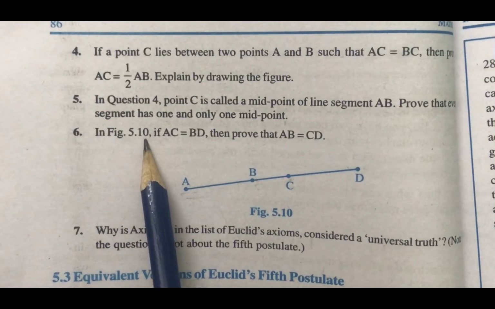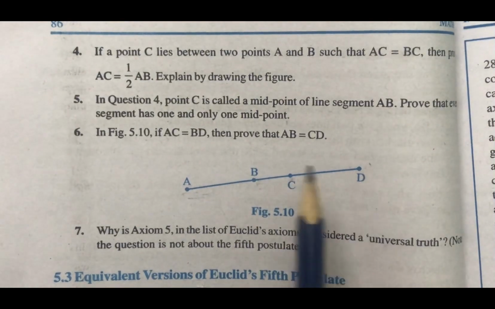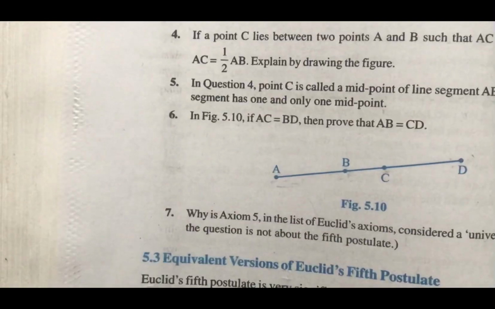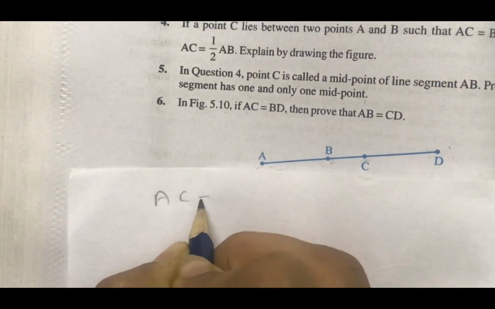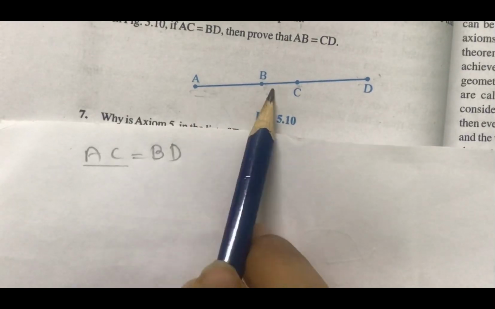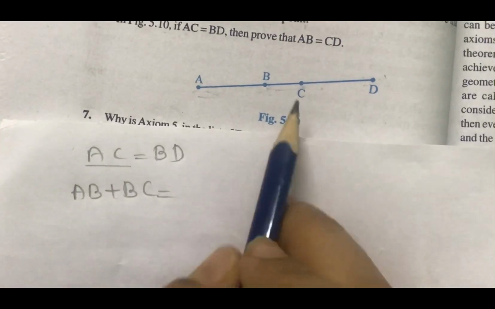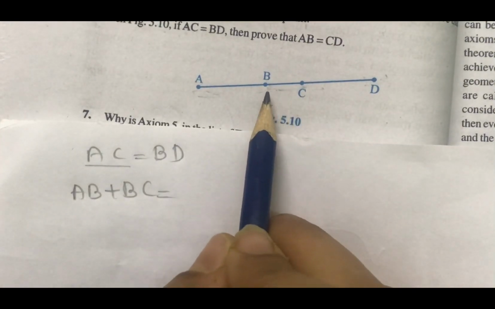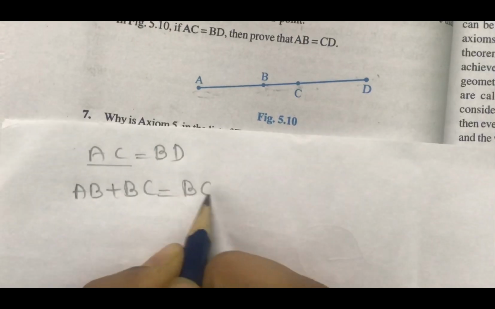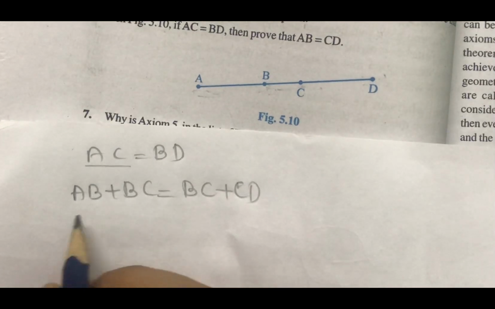Moving on to question number 6. In figure 5.10, if AC is equal to BD, then prove that AB is equal to CD. So here it's given AC is equal to BD. What is AC? AC is AB plus BC. So AB plus BC is equal to, what is BD? BD is BC plus CD. Now what will we do?